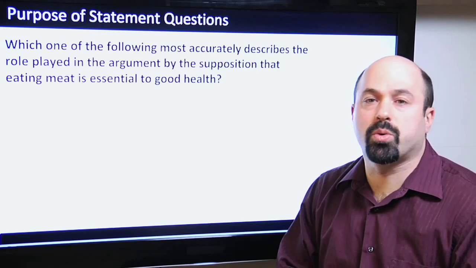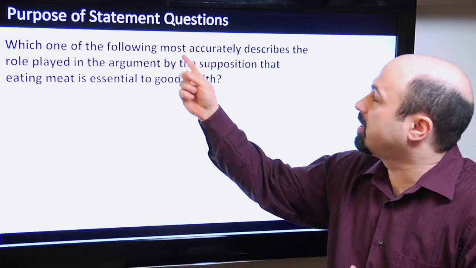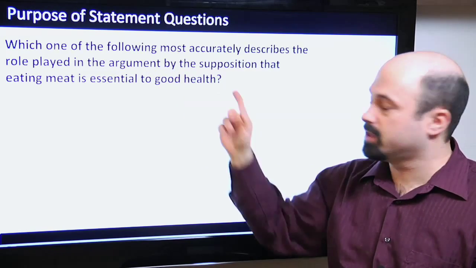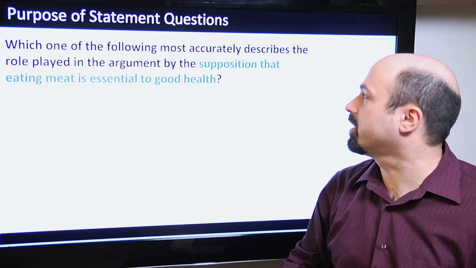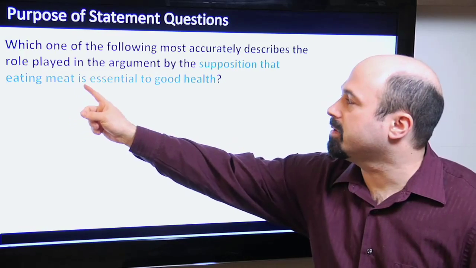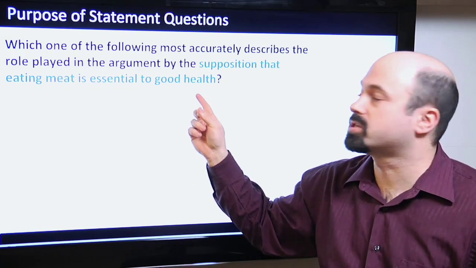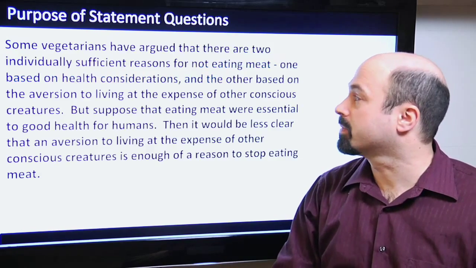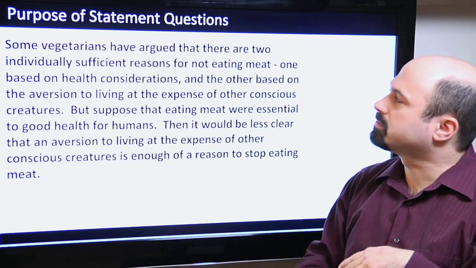So suppose you hit a question stem that says, which one of the following most accurately describes the role played in the statement by, and now this is the thing that we're going to need to evaluate, the supposition that eating meat is essential to good health. So this is the statement that we have to figure out the role of. Now let's look at the argument.